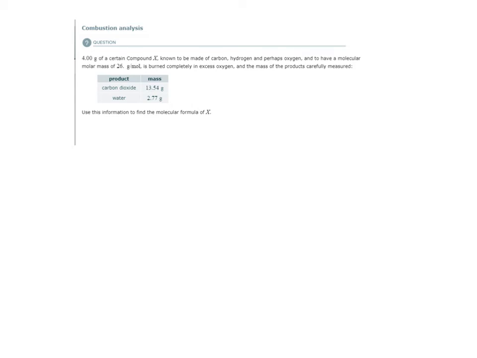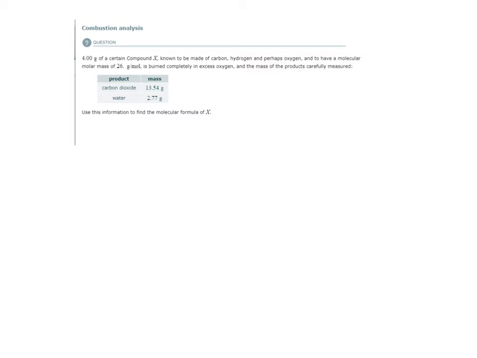Okay, so here's our first example from the combustion analysis ALEKS topic. It says we have 4 grams of a certain compound X known to be made of carbon, hydrogen, and maybe oxygen, maybe not. And it has a molar mass of 26 grams per mole. It's burned completely in excess oxygen, and the mass of the products are carefully measured. We have carbon dioxide and water as products. Use this information and find the molecular formula of X.